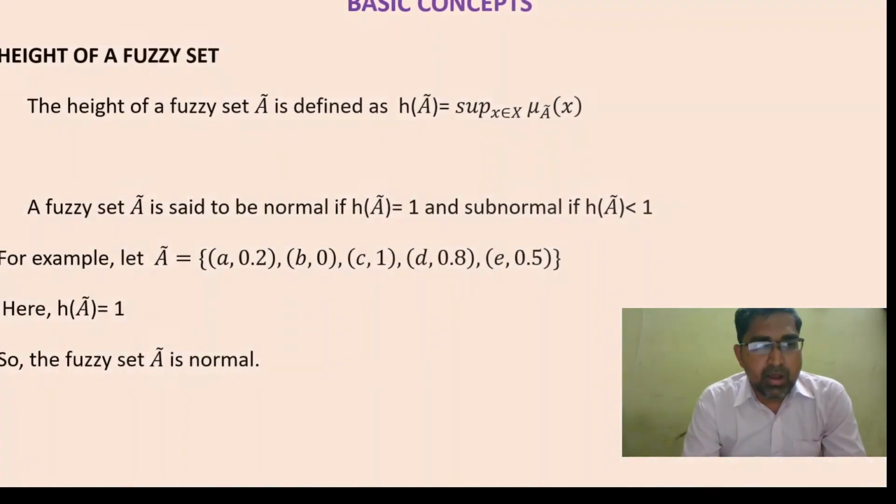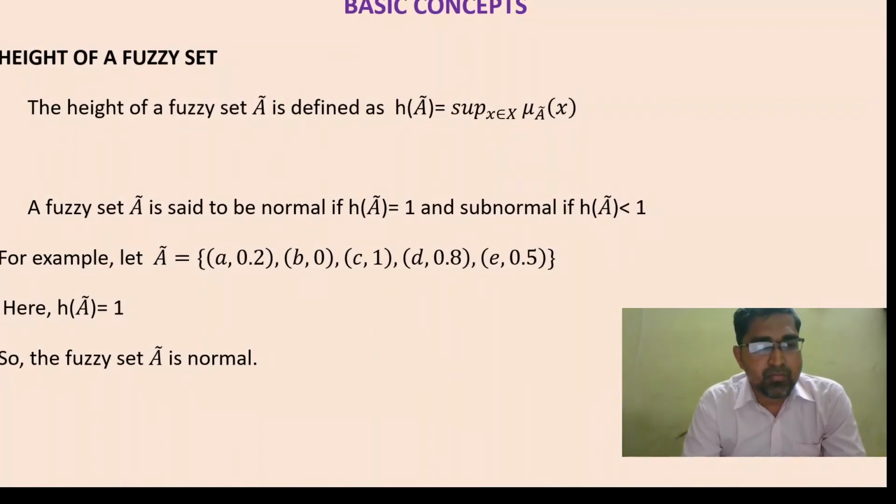Next, height of a fuzzy set. The height of a fuzzy set is defined as the supremum of the membership values, that is, the largest membership value. A fuzzy set is said to be normal if the height is 1. If the height is less than 1, we call the fuzzy set subnormal. Let us understand through this example.